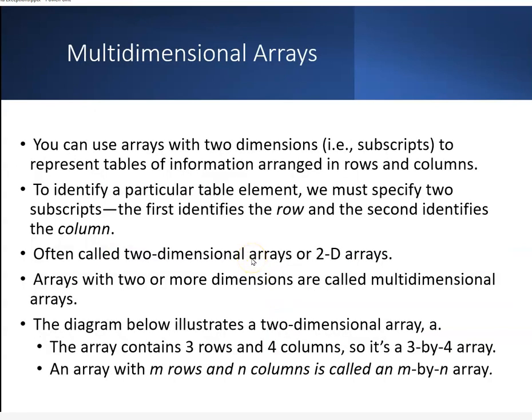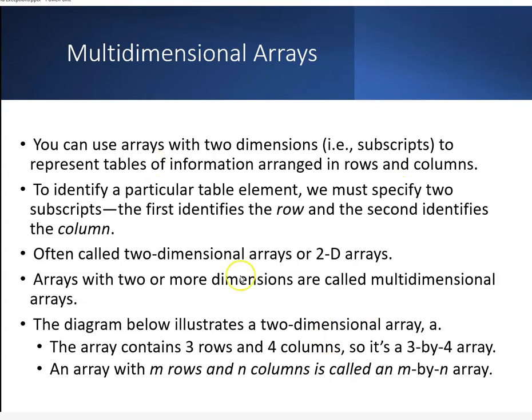So, now we have multidimensional arrays. You can use arrays with 2 dimensions, i.e. 2 subscripts, to represent tables of information arranged in rows and columns. You can even have more subscripts if you want. To identify a particular data element, we must specify 2 subscripts. The first identifies the row, the second identifies the column. They're often called 2-dimensional arrays, or an array of arrays. Arrays with 2 or more dimensions are called multidimensional arrays.